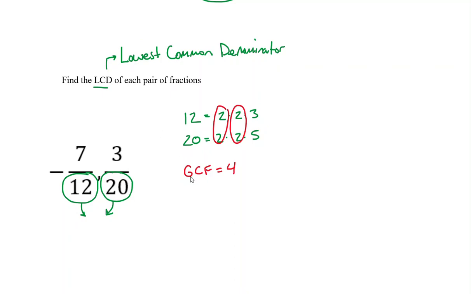Then the LCD is going to be the GCF, 4, times all the factors that we didn't use, 3 and 5. So the LCD, the lowest common denominator, is all the factors that are in each denominator. So 20 has a 4, 2 times 2, and a 5. And 12 has a 4, 2 times 2, and a 3. So my LCD has a 4 and a 5 and a 3 in it. But notice, because the 20 and the 12 both had a 4 in them, I didn't have to use the 4 twice because that one was a repeat. So I don't have to use any of my repeat factors. 4 times 3 times 5 is 60.